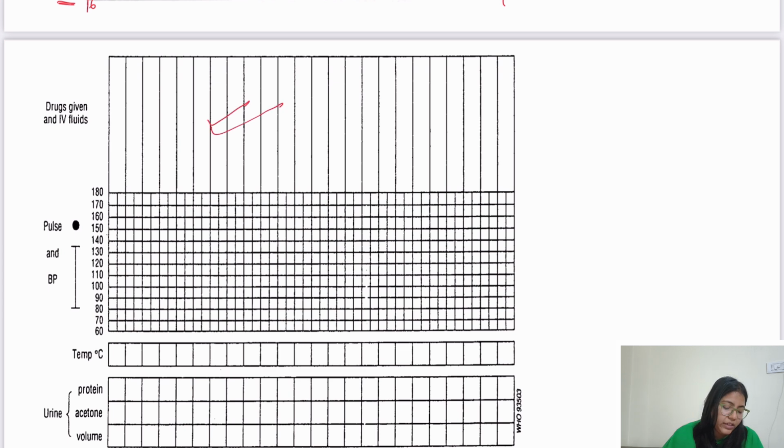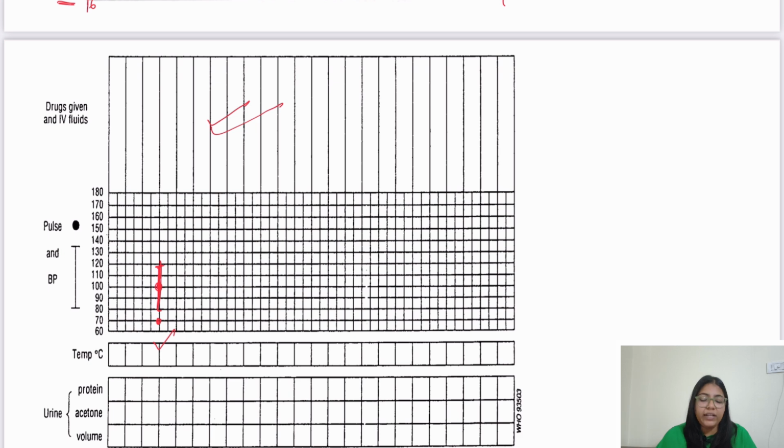So BP you do it like this. Suppose BP is 120 by 80. So 80 is here and 120 is here. So you just mark both the points and then draw a line and connect them. So this is BP, and suppose the pulse is 100. So you mark it as 100, or if the pulse is suppose 70, you mark it here as 70. Okay. Here you mention the temperature, and then you do urine dipstick below.